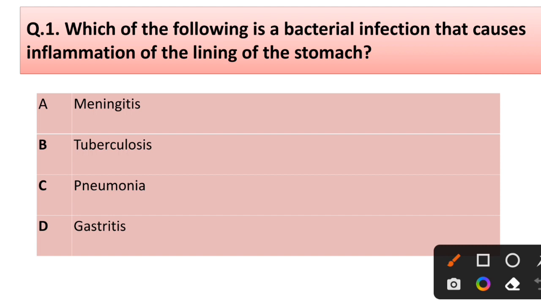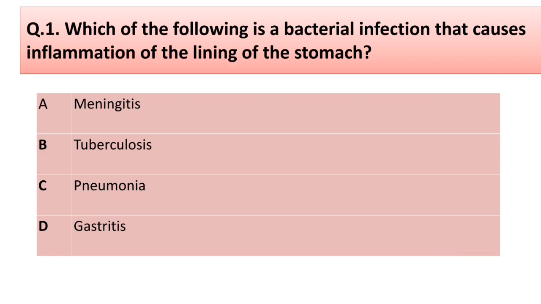Question number 1. Which of the following is a bacterial infection that causes inflammation of lining of the stomach? Meningitis, tuberculosis, pneumonia, gastritis. Correct answer is option D, gastritis.